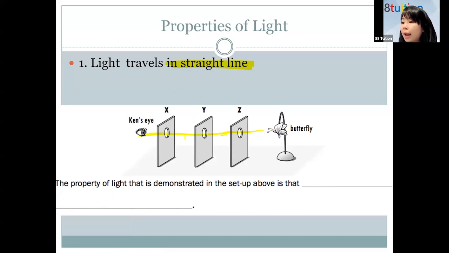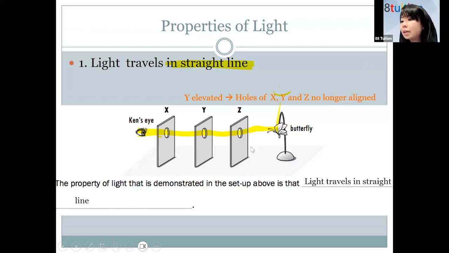So if you look at this experiment, why I can see the butterfly is because I have a hole that is all lined up nicely. Light from the light source shines on the butterfly, reflects off the butterfly and enters Ken's eyes. For an experiment like that, where you see cardboard lined up with holes in a straight line, what does this experiment show? It shows that light travels in a straight line.